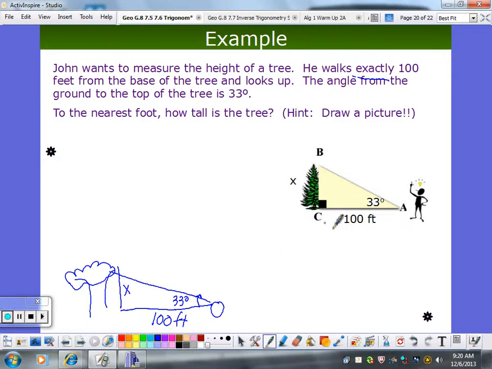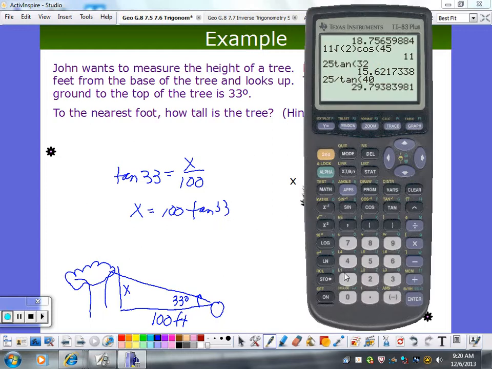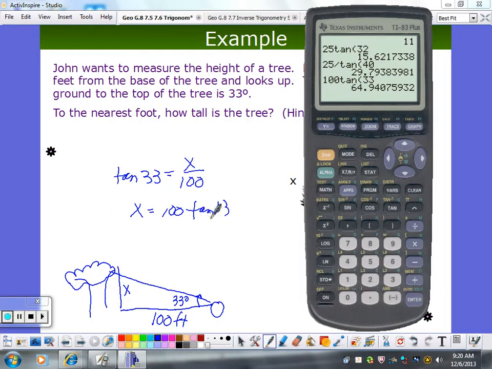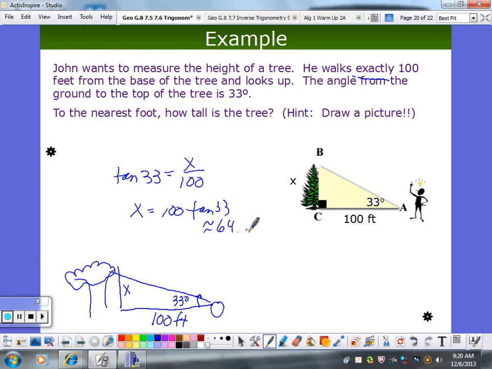Okay, so now I have to figure out what kind of ratio to use. And again, opposite over adjacent, right? So tangent. So tangent of 33 is the height of that tree over 100 feet. So 100 times the tangent of 33. 100 tangent. You got it already? We're getting 64.9. Nearest foot though, right? Nearest foot, so that's 65 feet tall.